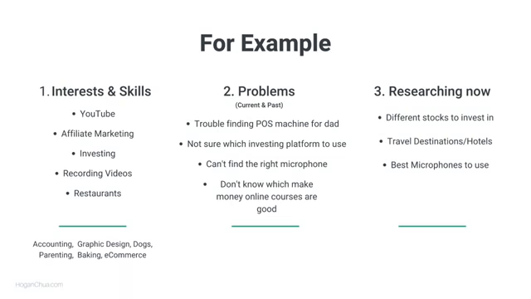And some problems that I had in the past is I had trouble finding a point of sale machine for my dad earlier this year. And more recently, another problem that I had was trying to find the right investing platform to use, because a lot of people on YouTube are promoting Webull and Robinhood, but I'm in Australia and I think those apps aren't available in Australia. So I went with eToro, right? So write down all your problems and things that you are researching as well.